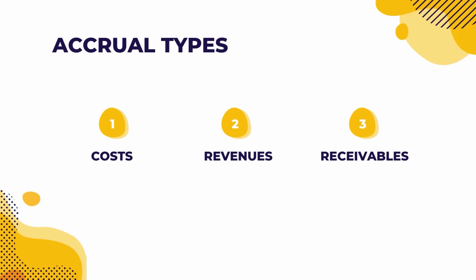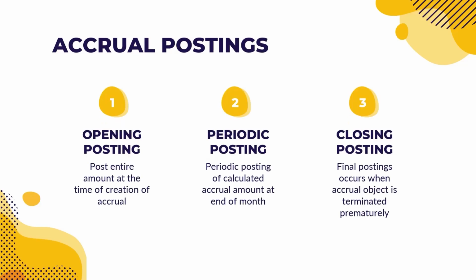We can either assign only one type of a posting or we can assign multiple type of postings to the accrual types. Based on the postings that are actually assigned to the accrual type in the accrual engine, different type of postings are possible in accrual engine. The different type of postings are opening postings, periodic postings, and final postings.